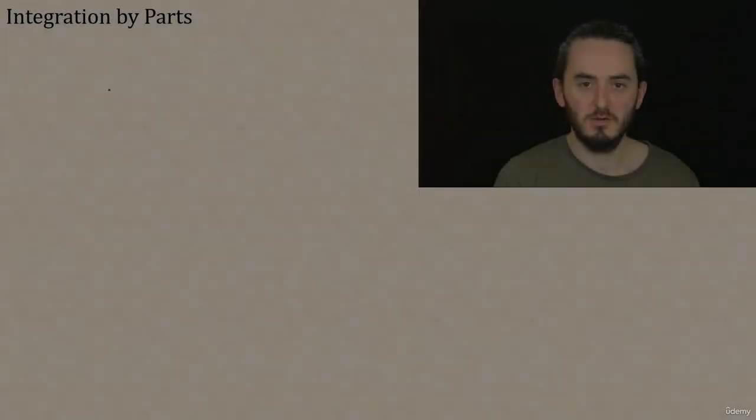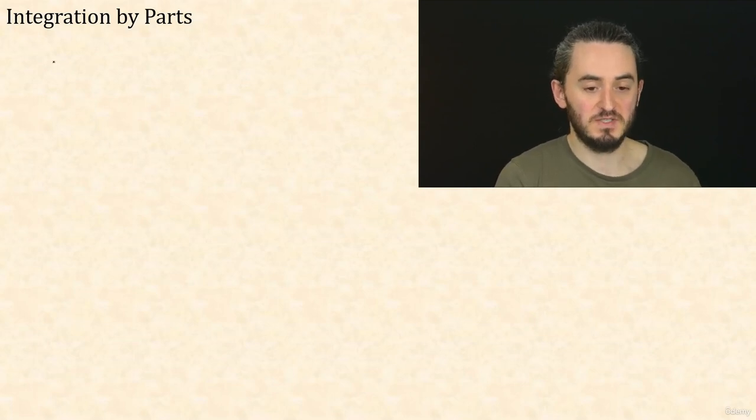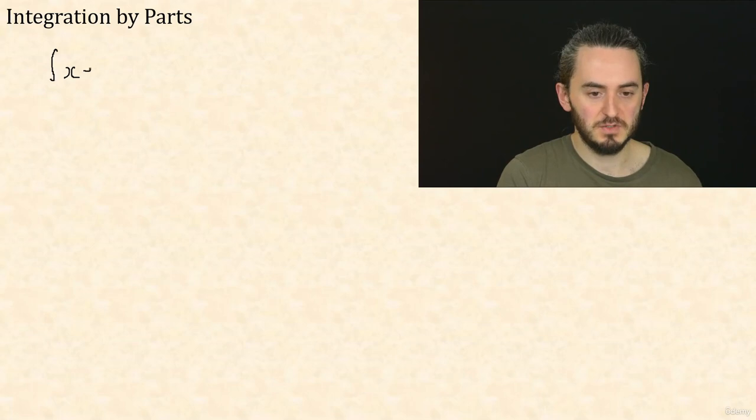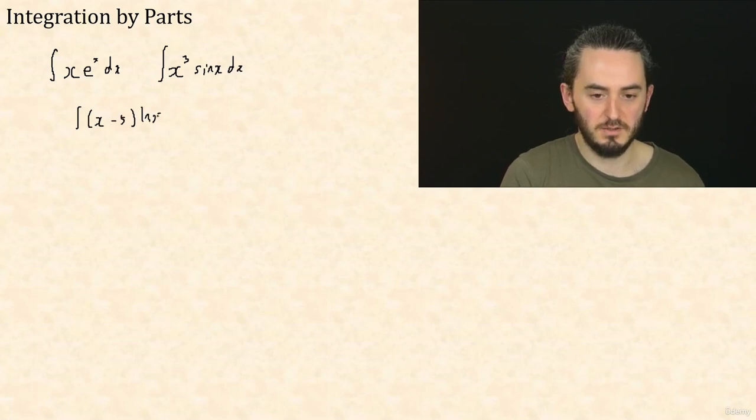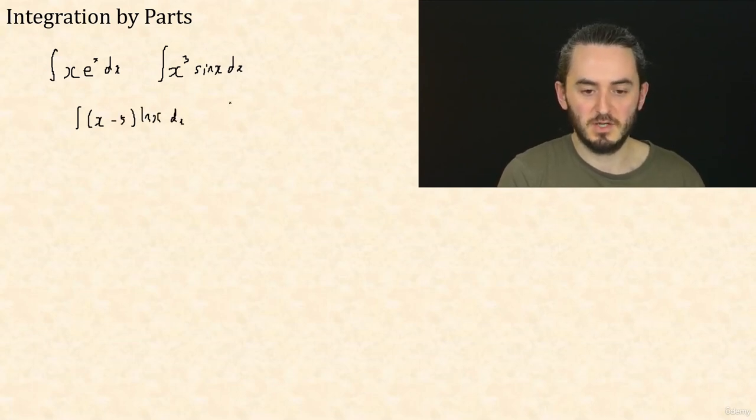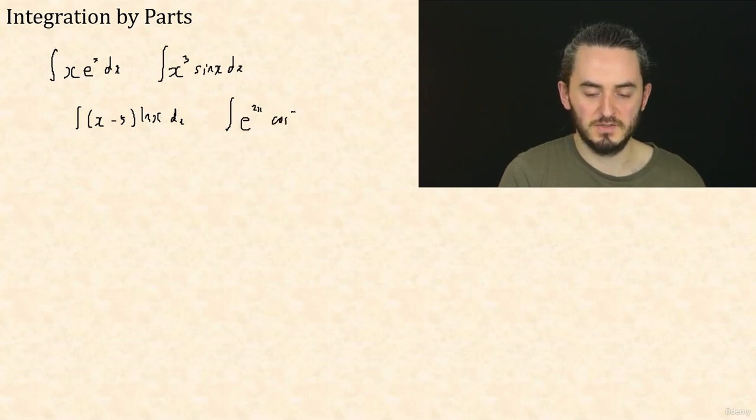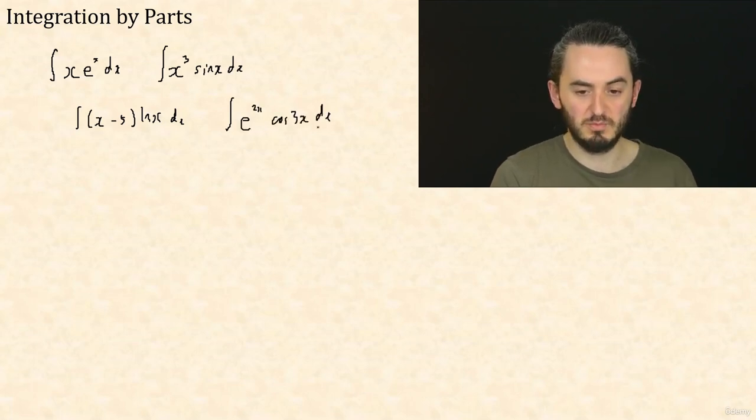Let's have a look. Okay, so integration by parts is going to allow us to integrate things like this. Things like x multiplied by e to the x. It's going to allow us to integrate things like x cubed times sine x. It's going to allow us to integrate stuff like (x minus 5) ln x. It's even going to allow us to integrate stuff like e to the 2x cos 3x. Okay, so basically products of functions that don't really have much to do with each other.